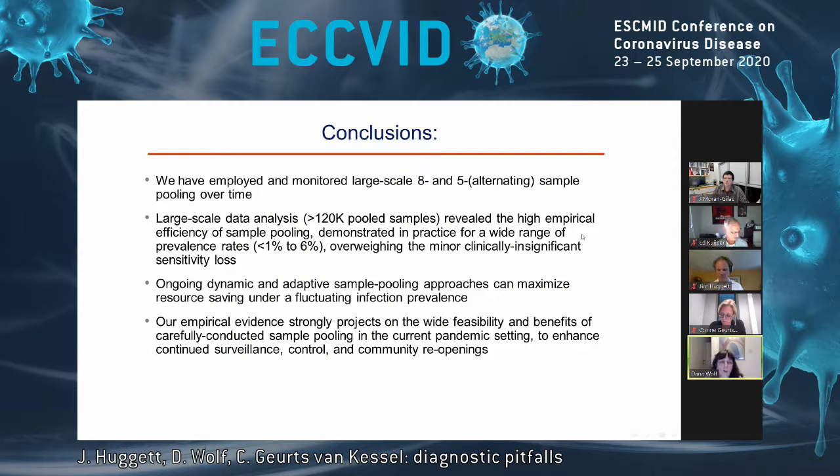So in summary, we have employed and monitored large-scale 8 and 5 alternating sample pooling over time. Large-scale data over 120 pooled samples revealed a high empirical efficiency of sample pooling demonstrated in practice for quite a wide range of prevalence rates, outweighing the minor, clinically insignificant sensitivity loss. Ongoing dynamic and adaptive sample pooling approaches, as I showed you, can maximize resource saving under fluctuating infection prevalence, as long as the prevalence is not 5% or more. And then our empirical evidence strongly projects the wide feasibility and benefits of carefully conducted sample pooling in the current pandemic setting to enhance continued surveillance, control, and community reopening.